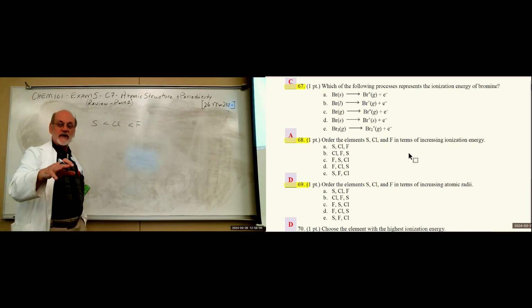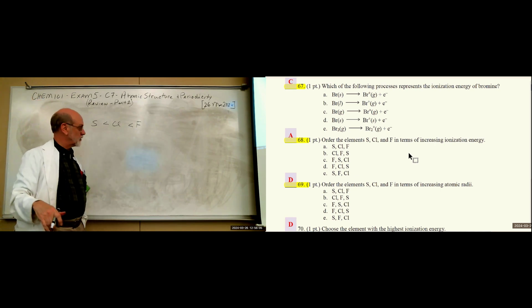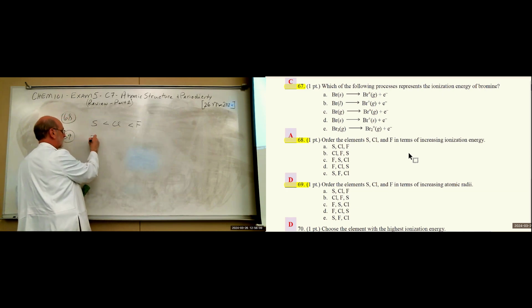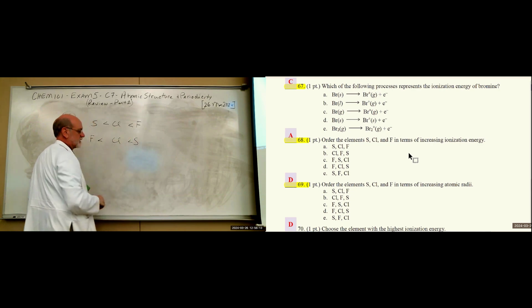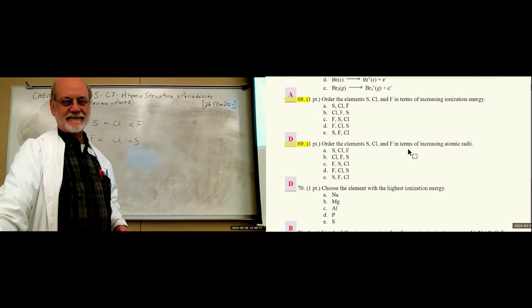So if we're going increasing atomic radius, it would be from upper right to lower left. So fluorine would be the smallest. Sulfur would be the biggest. Chlorine would be in the middle again. Okay.